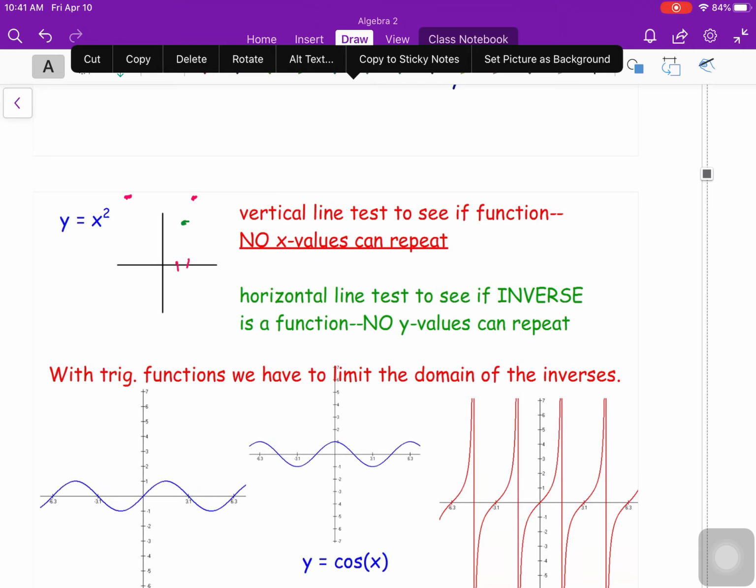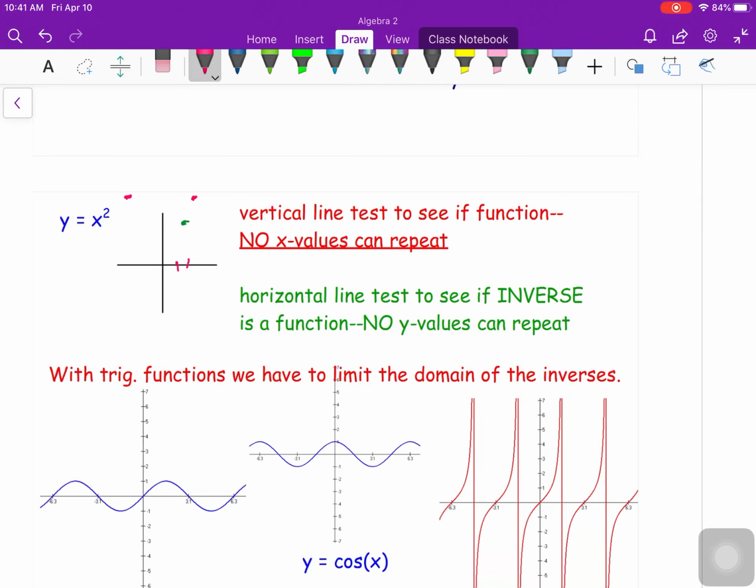Likewise, we need to remember something about inverses here. So I'm going to plot this function, y equals x squared. So we have 0, 0, 1, 1, and its reflective point, 2, 4, and its reflective point, and I get this parabola. So there is my function.